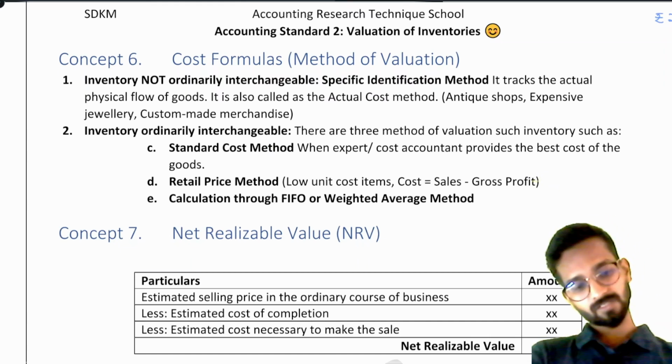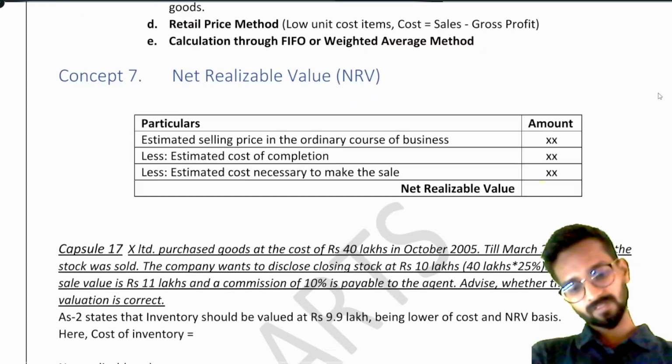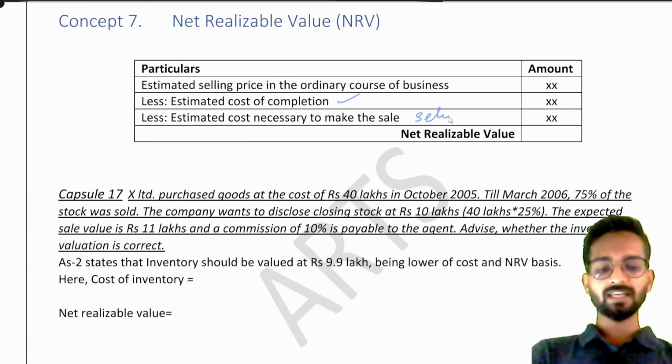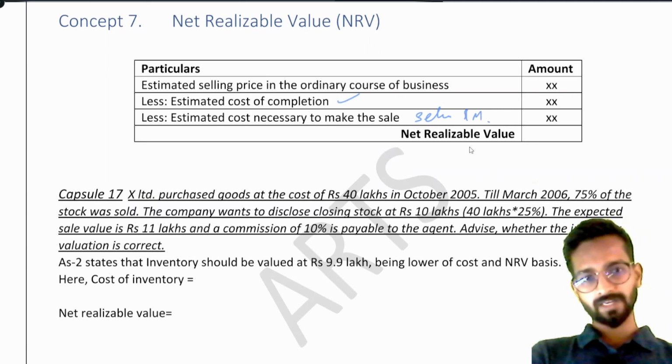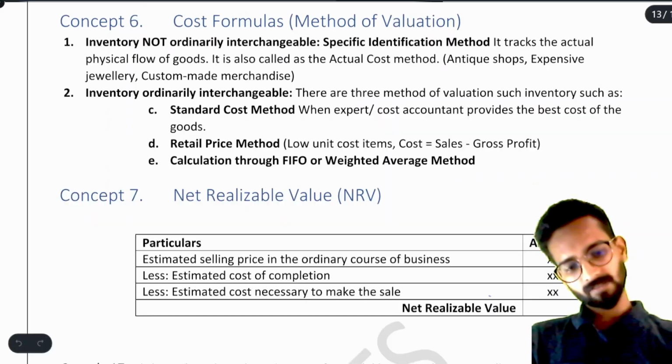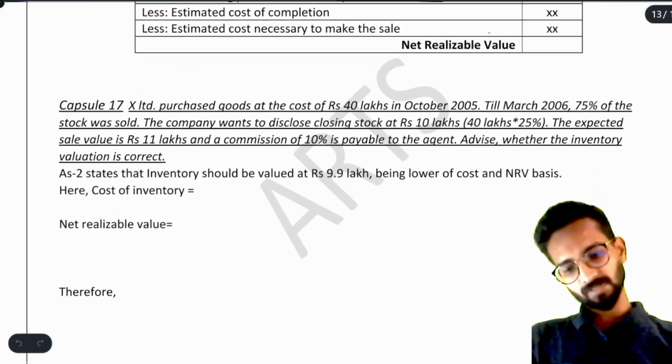Now after this, the next concept we have is net realizable value. We have already learnt about this. I am just telling you the formula: estimated selling price less estimated cost necessary to make the sale. You can say the selling or marketing expenses are removed to calculate the net realizable value. Understood? Now next we have here capsule number 17.